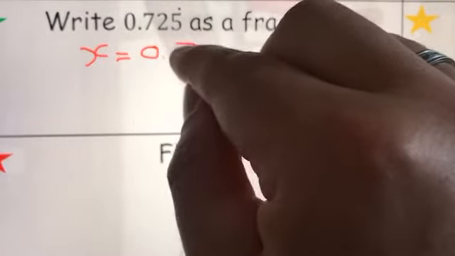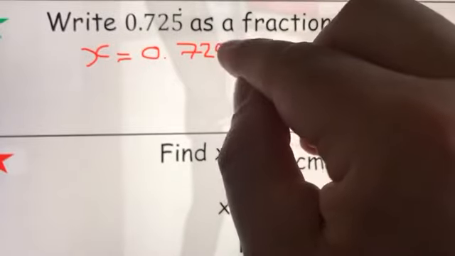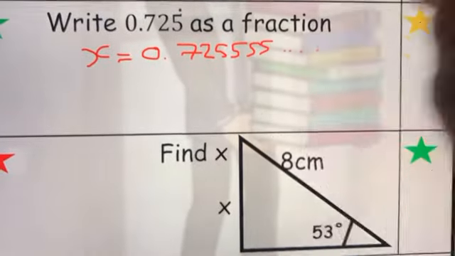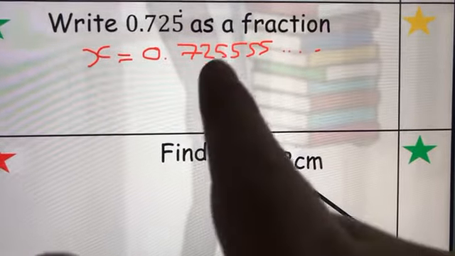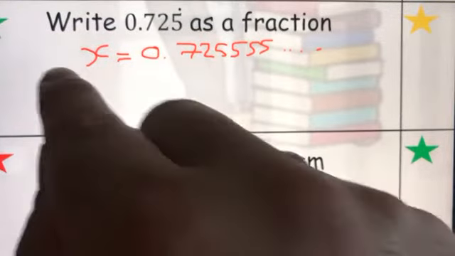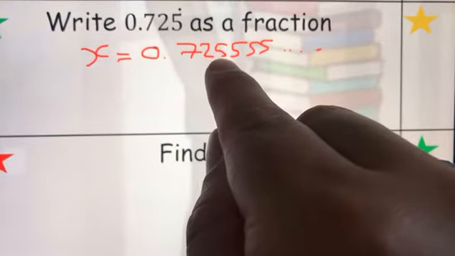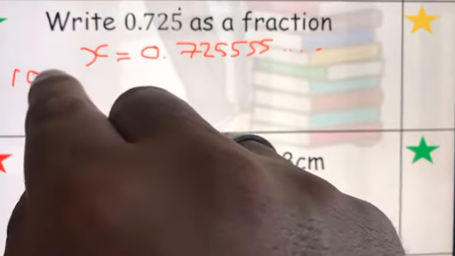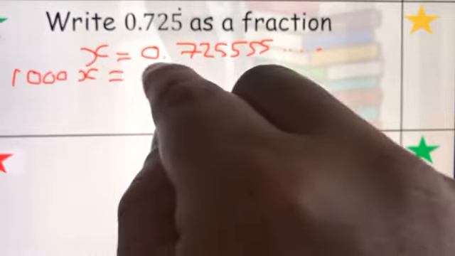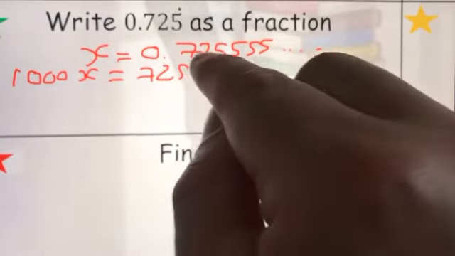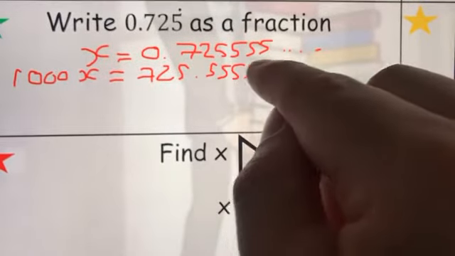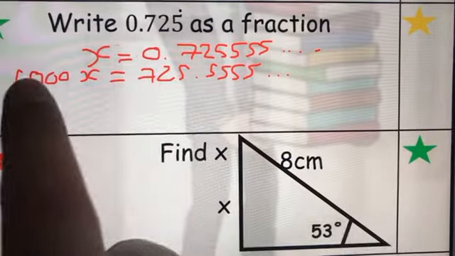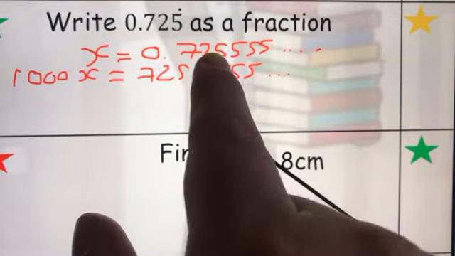x equals 0.7255555, going on forever. Now, I've got to get the first recurring digit over the decimal point. To get that 5 over 3 spaces, I'm going to times both sides by 1,000. So 1000x equals 725.5555, going on.